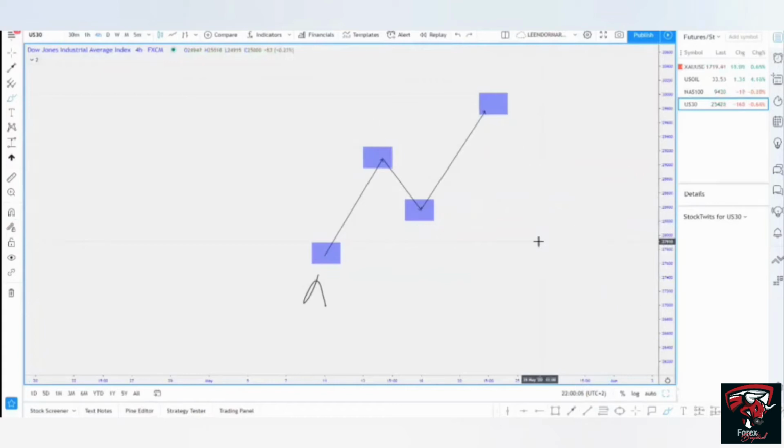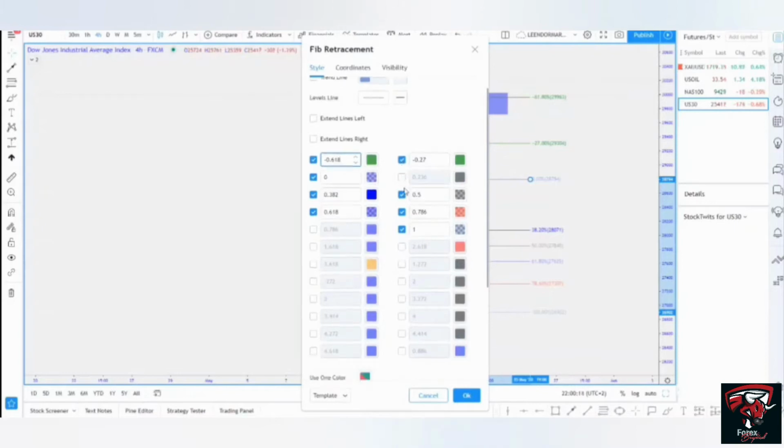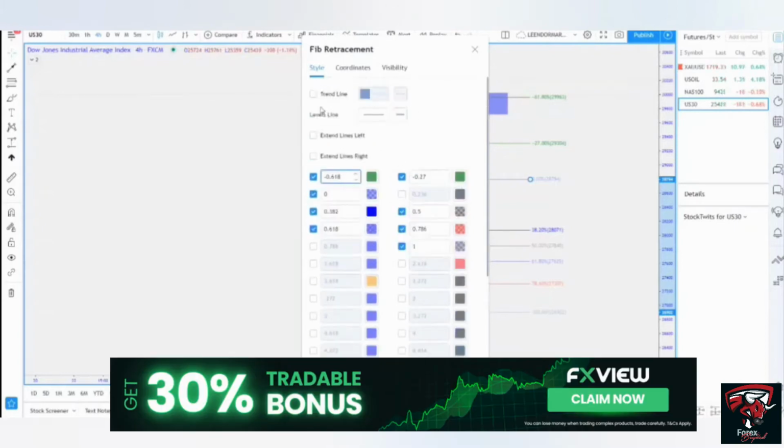So for now, I will ask that you take a screenshot of these levels. I'm going to ask that you look at my screen right now, take a screen grab from the top trend line.